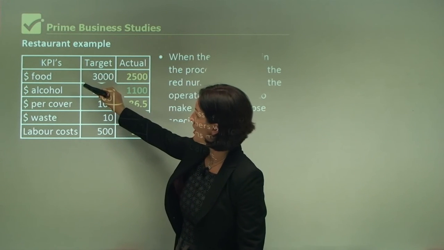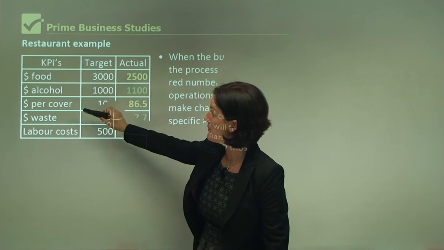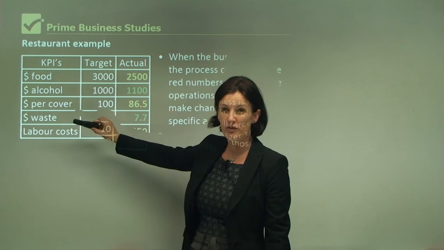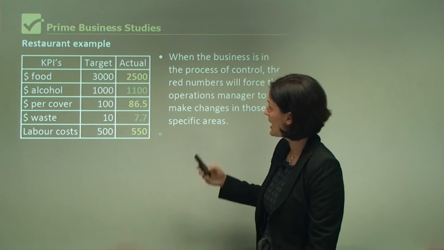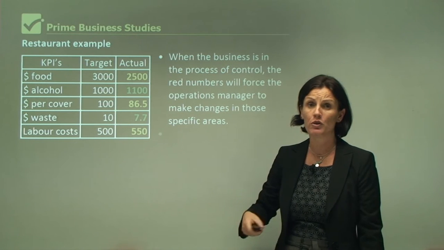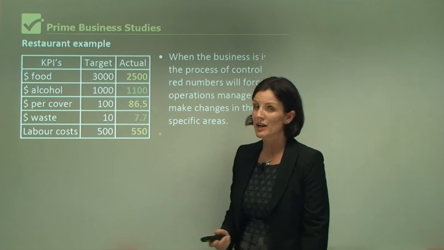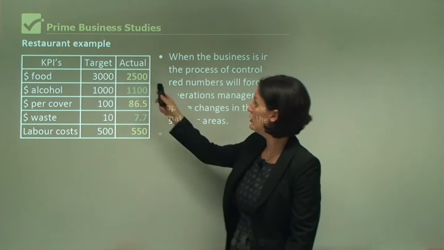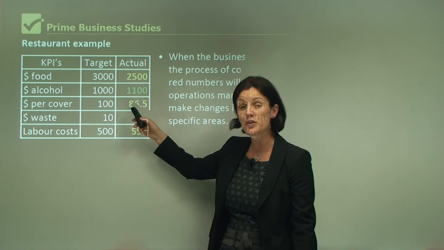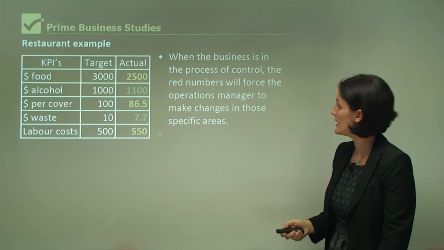Now, their KPIs are how much profit they are making from food, alcohol, how much they are making per person that comes into the restaurant, and what's the degree of waste. Now, their target was $3,000 for food. That's how much they want to make for food in a week. You can actually see they've recorded they made $2,500. They are below their target. Something needs to change with food. They won't be happy with that number, so they'll be looking to see how they can improve the business to change that KPI.